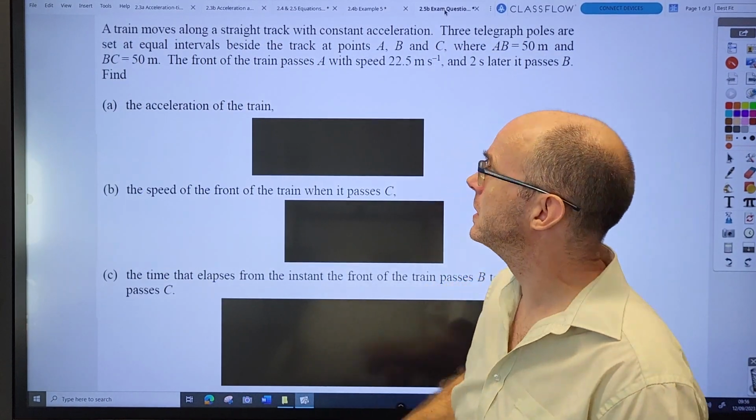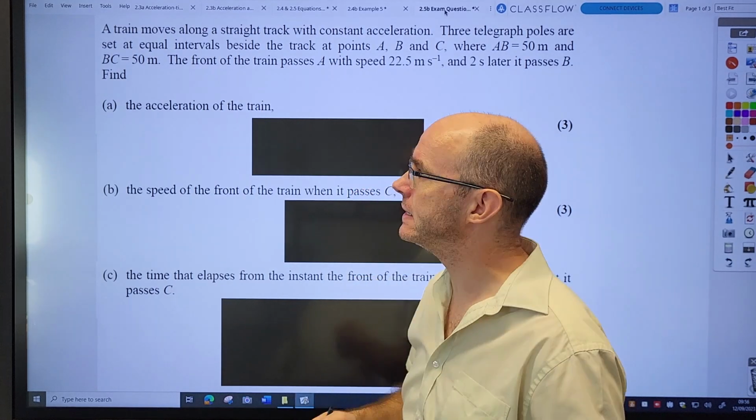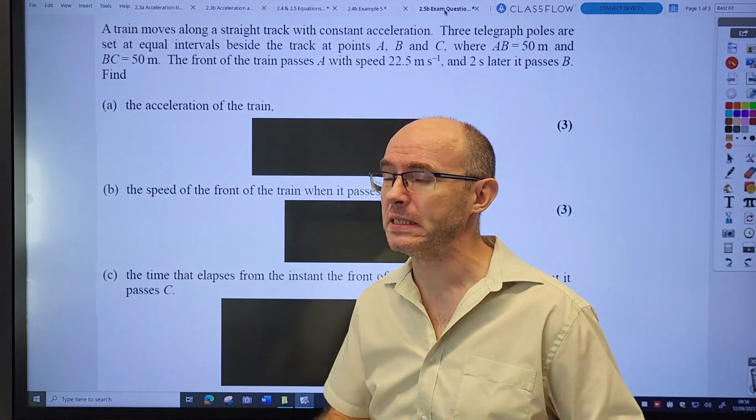Okay, next example. This has been pre-typed. Hope you can read it okay. It's an older one of my examples. I just couldn't bother to retype it.